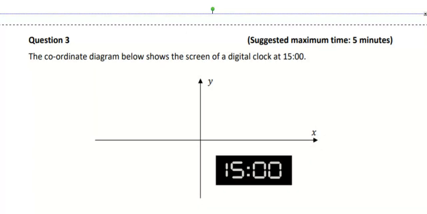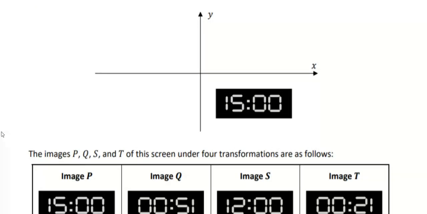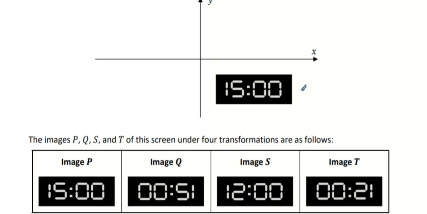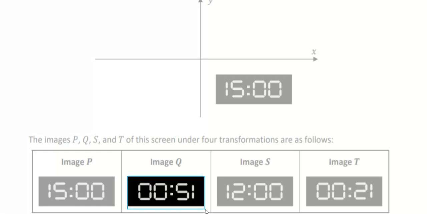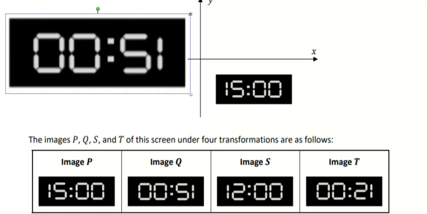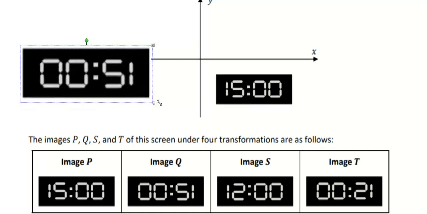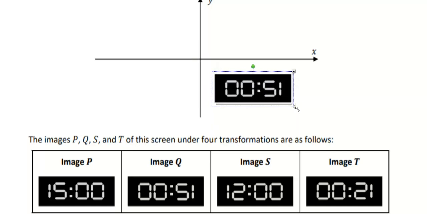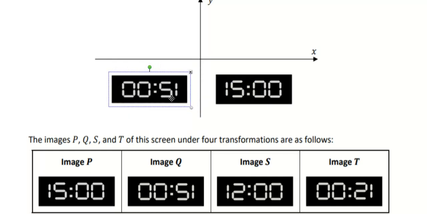Now, the coordinate diagram shows the following digital clock on the screen, okay? Now, we've got to remember it's a mirror image, so I'm going to show you what happens with these ones here. I'm going to snapshot each one of these individually. So if I reflect this in the axis like so, it's roughly the same size as this one. You can see here that this is a reflection, like a mirror image, in the y-axis.